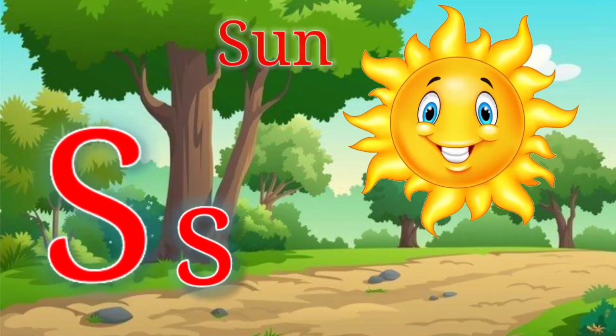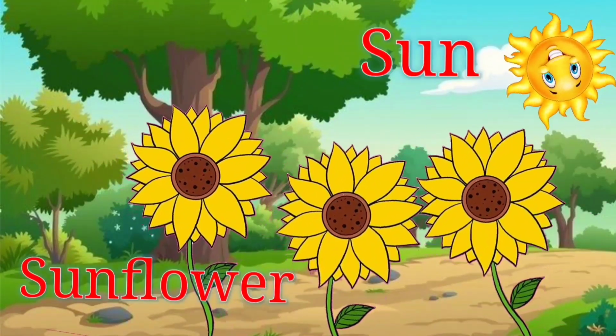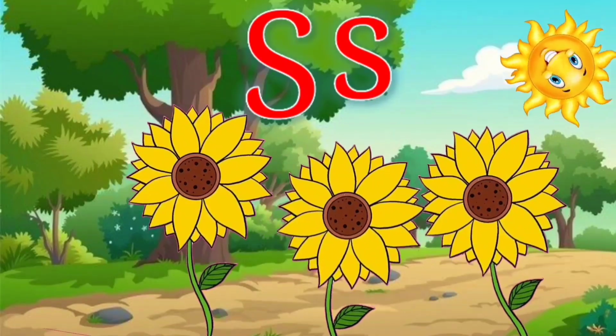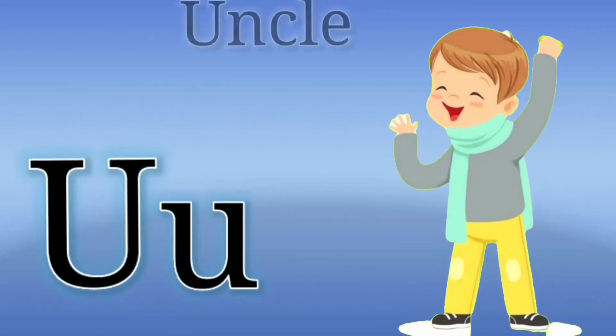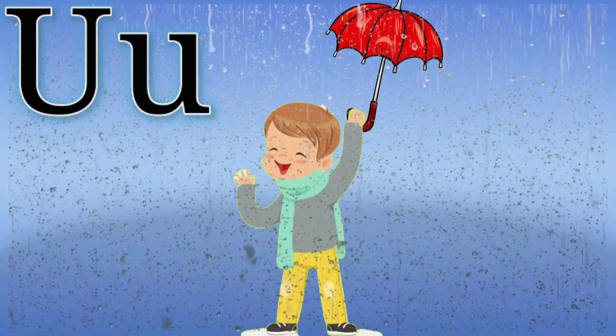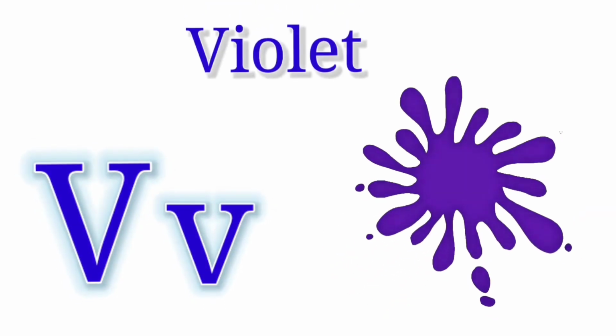S for sun and S for sunflower, s. T for tap, T for tub, t. U for uncle, U for umbrella. V for violin, V for violet.